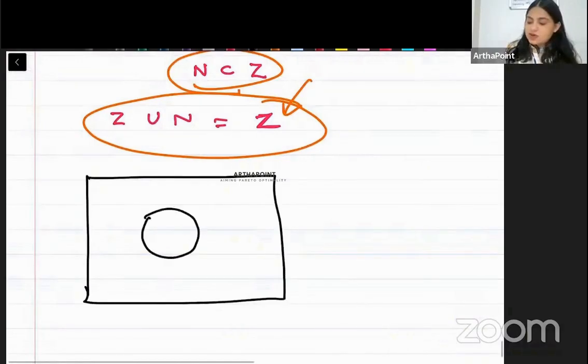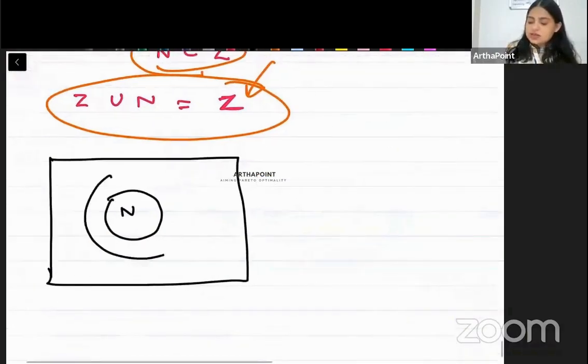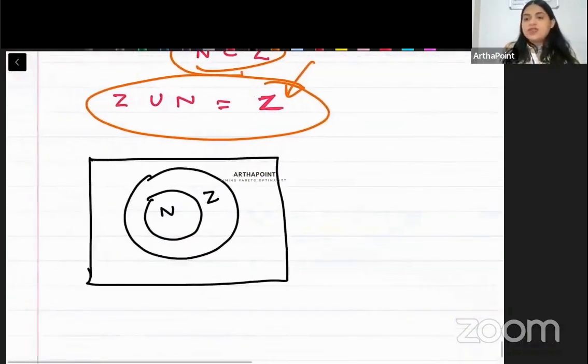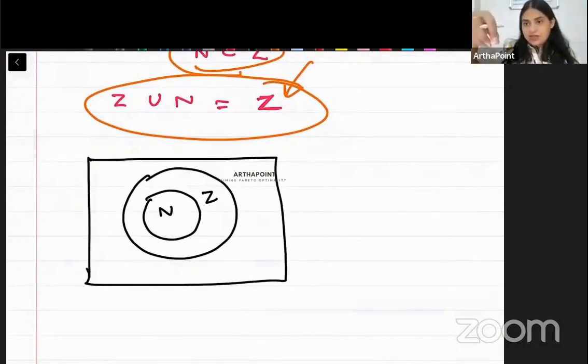Beta, this is natural number. This is integer. Natural number is completely within integer. So when I find union, मतलब either A or B or both, तो बेटा ये तो पूरा का पूरा include हो गया ना, Z में ही सारे elements आ गए N के भी. So I don't have to include any separate element, right? So therefore I have included everything.